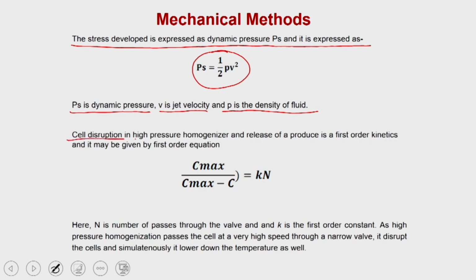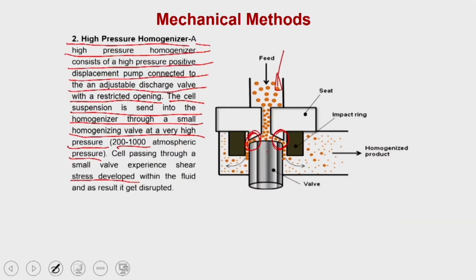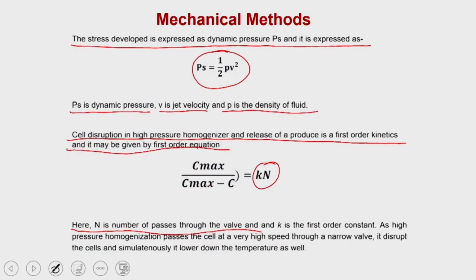The cell disruption in a high pressure homogenization, and the release of a product, is also following first order kinetics with the equation ln(C max / (C max − C)) = Kn, where n is the number of passes through the valve, which means how many times you pass this cell suspension through this narrow gap, and K is the first order constant.